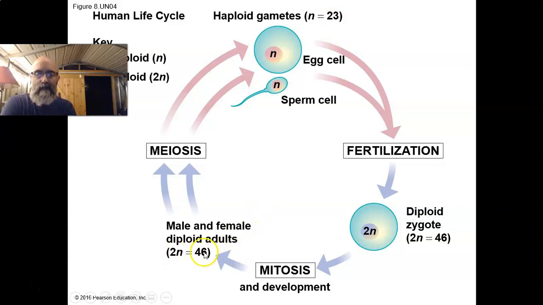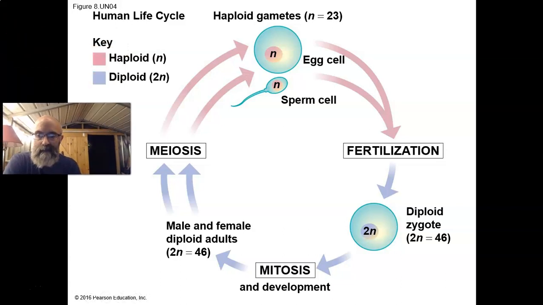How do we go from 2N equals 46 to N equals 23? By multiplying once and dividing twice. By copying the chromosomes one time and then splitting them twice. That's meiosis. Okay? So I'm telling you guys, you have got to spend some time with this, and you've got to really try to struggle through this.